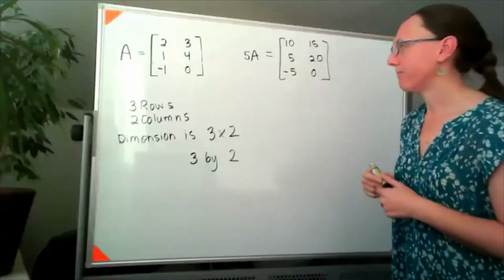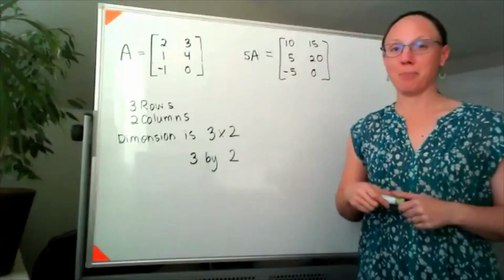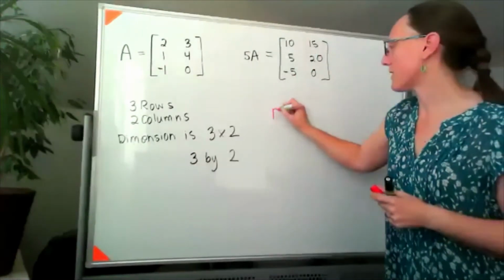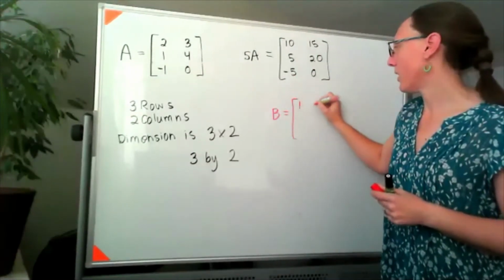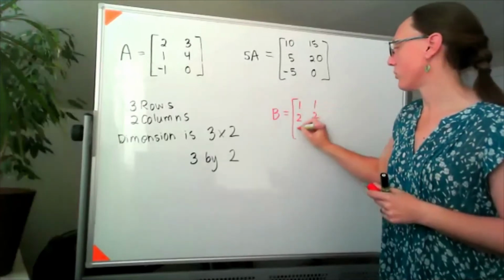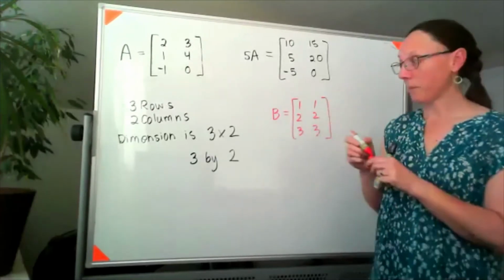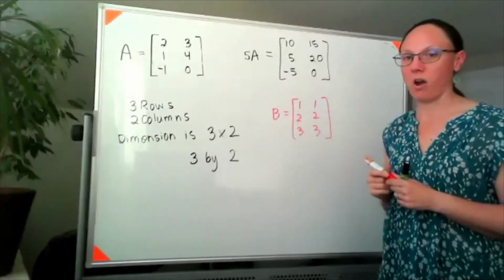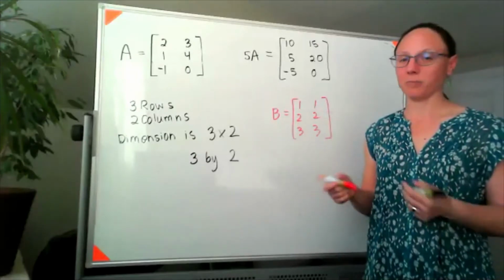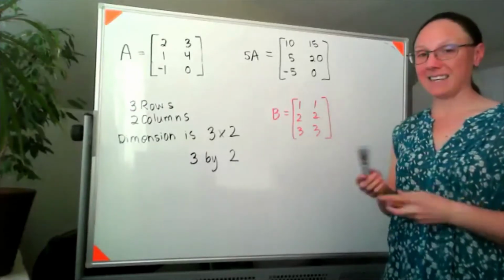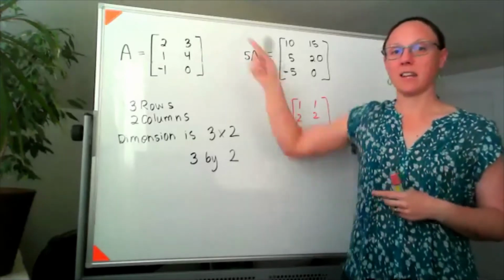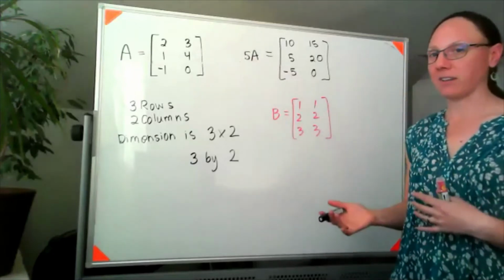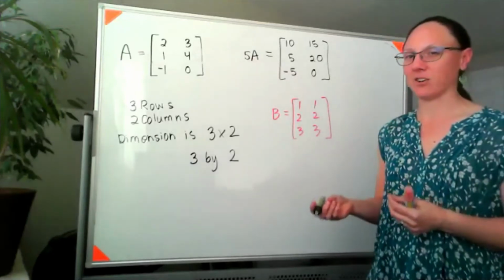That wasn't very exciting. Suppose that I have another matrix, B, and my matrix B is going to be equal to 1, 1, 2, 2, 3, 3. Again, if I wanted to look at the size of matrix B, it's 3 rows by 2 columns. So this is also a 3 by 2. What that means is that I can add or subtract A and B because they're the same size. So when we're adding and subtracting things, we can only add and subtract things that are the same size.